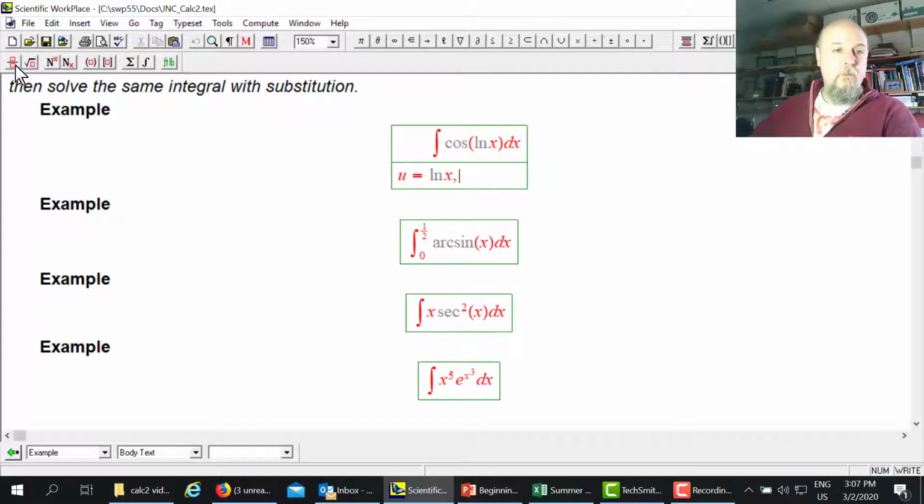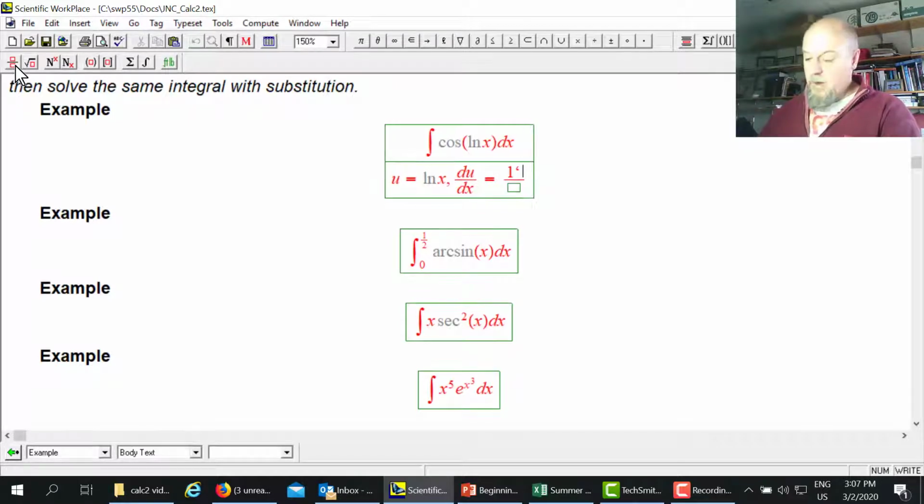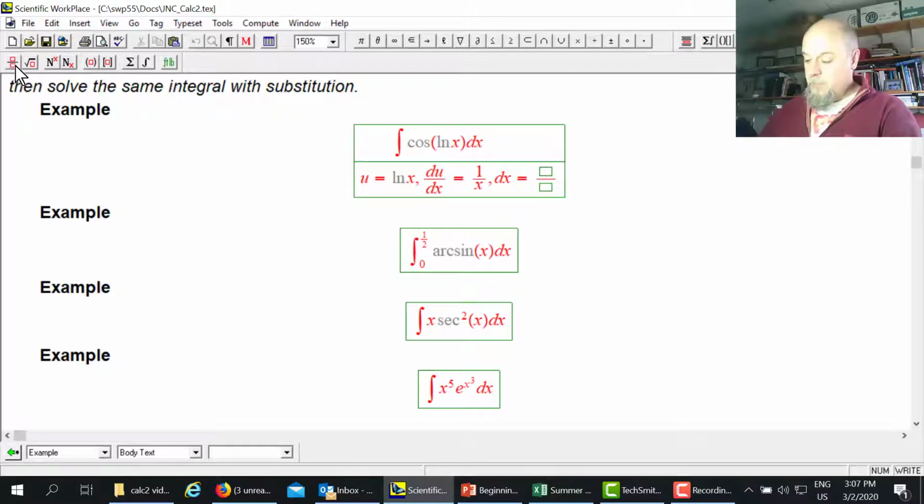Substitution is at least a 2-part process, so I differentiate my substitution. du/dx is equal to 1 over x, and that means that dx is equal to, when I solve for dx, x du. Okay, so let's put those pieces in.